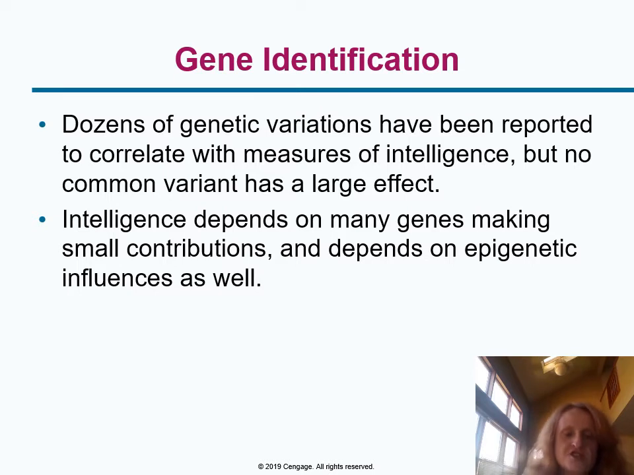The Human Genome Project and related research now make it possible to identify particular genes that promote intelligence. The strategy is to locate genes that are more common among those with higher IQ scores than those with lower scores, or the reverse. Dozens of genetic variations have been reported to correlate with measures of intelligence, but no common variant has a large effect.